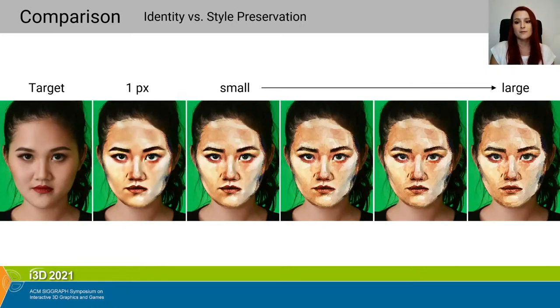We can transit between identity and style preservation by controlling the threshold during the computing of individual chunks. In case we set the threshold to 0, all chunks are forced to be just 1 pixel, which underlines the identity, but the result loses all the high-frequency details of the style. By increasing the threshold, we interpolate from small chunks to larger ones. This emphasizes the style's details but suppresses the target's identity.